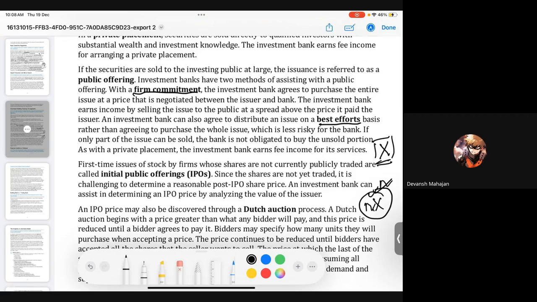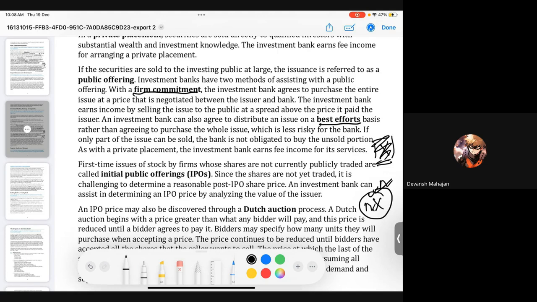The other way is a best efforts. Best efforts issue में क्या होता है? That this X is not fixed. This is not fixed. So basically, whatever rate पे the public is ready to buy, depending on the kind of demand that is there, the investment bank will sell at that rate.